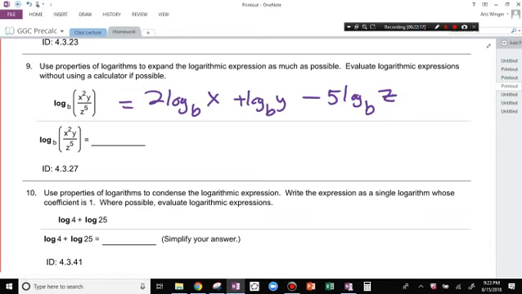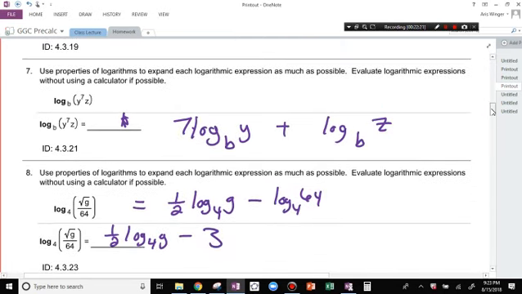Absolutely. Thank you. The 3 came from the 64. That's right. What's the log? It's the power you raise 4 to get 64. That number is 3.